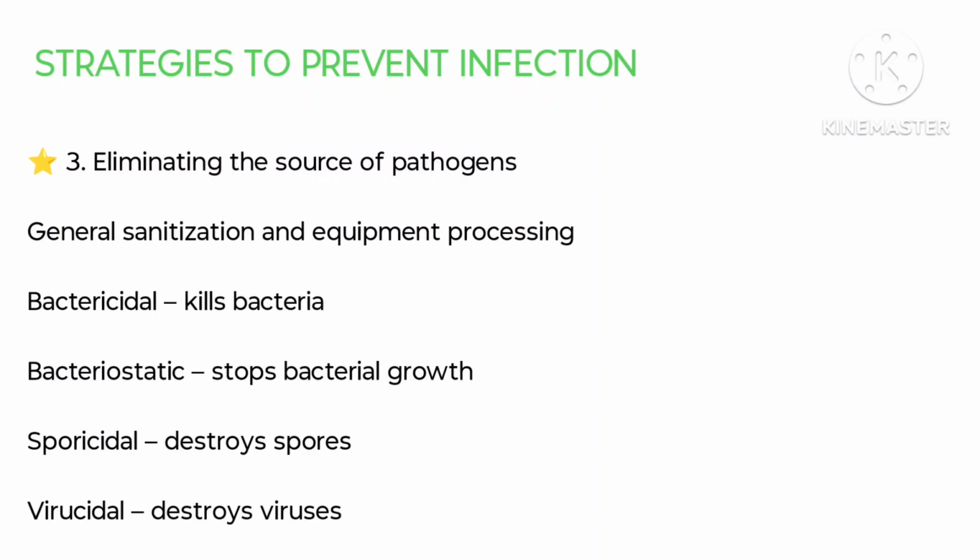Next step in infection control is eliminating the source of pathogen. This is done through proper sanitization and equipment processing. You should remember these four key terms. Bactericidal means kills bacteria. Bacteriostatic means stops bacterial growth. Sporicidal means destroys spores. Virucidal means destroys virus.